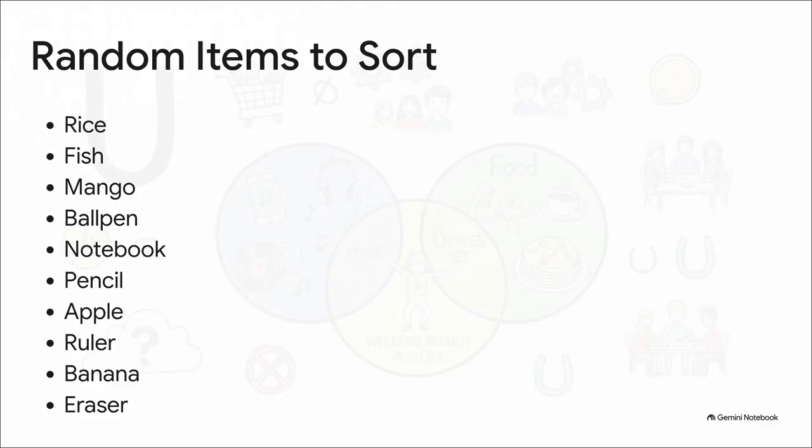If you look at this random jumbled assortment, rice, fish, mango, a ball pen, notebook, pencil, apple, ruler, banana, and an eraser, I bet your natural urge is to organize them, right? Your brain immediately wants to separate the market goods from the school supplies. It's just this automatic instinct we all have to bring order to chaos.